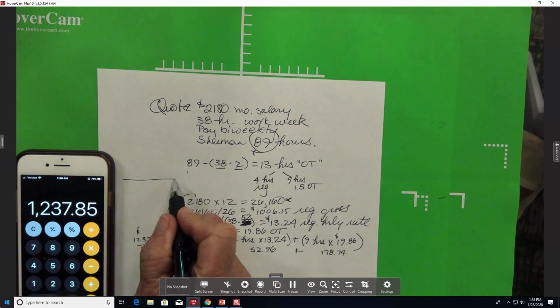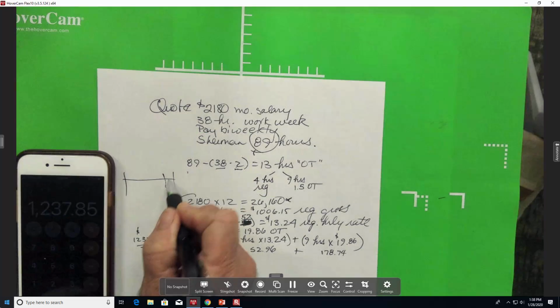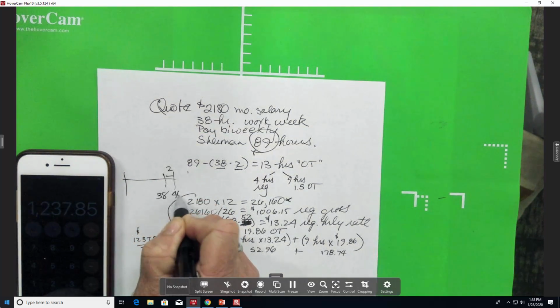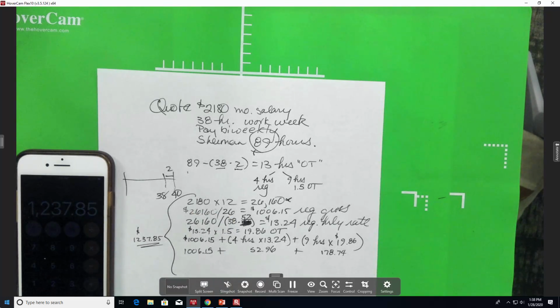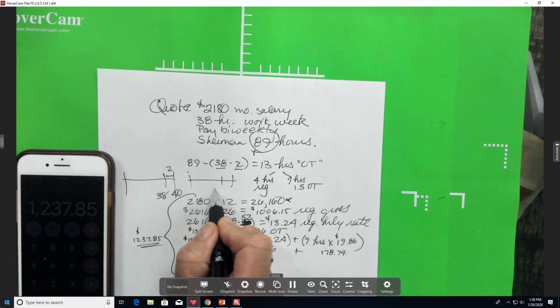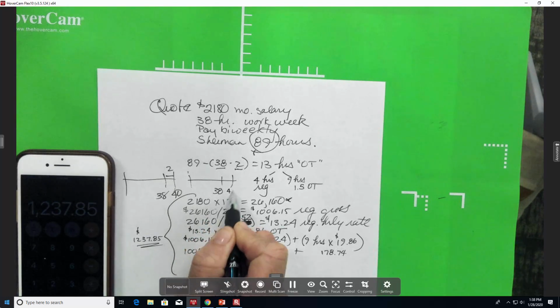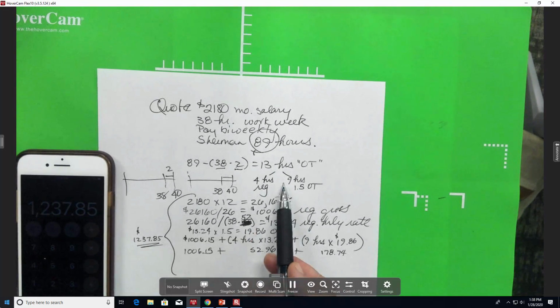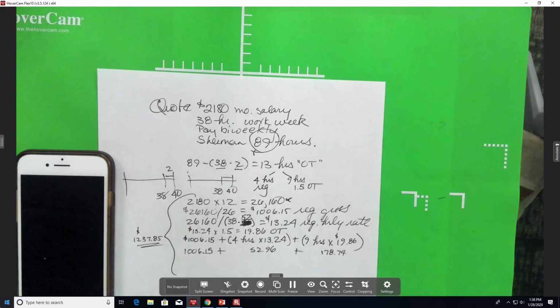In that first week, I'm paying her for the 2 hours here between 38 and 40 at her regular rate. And then in the second week, same thing. So that's the 4 hours of regular. And then everything else in the 13, in other words, 13 minus 4 is 9. Okay. Does that make sense? Okay, let's try one.